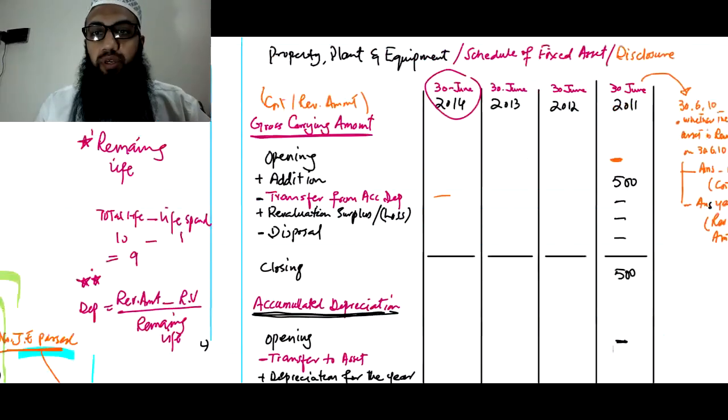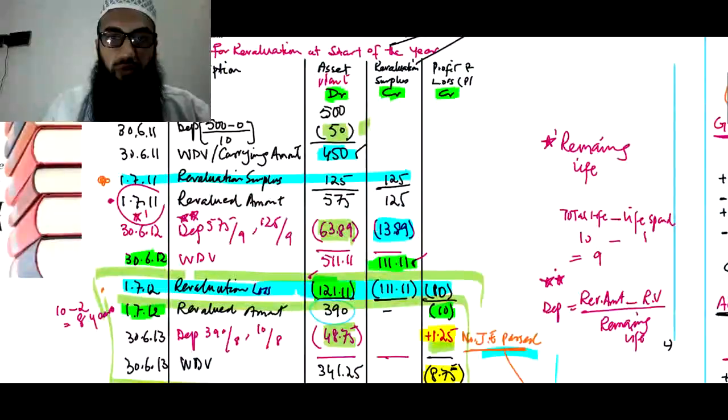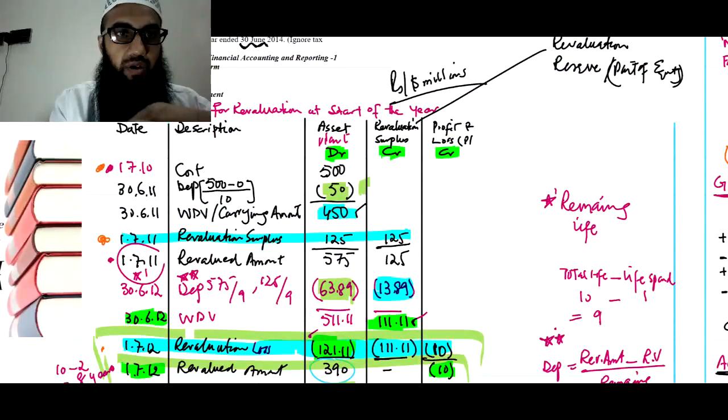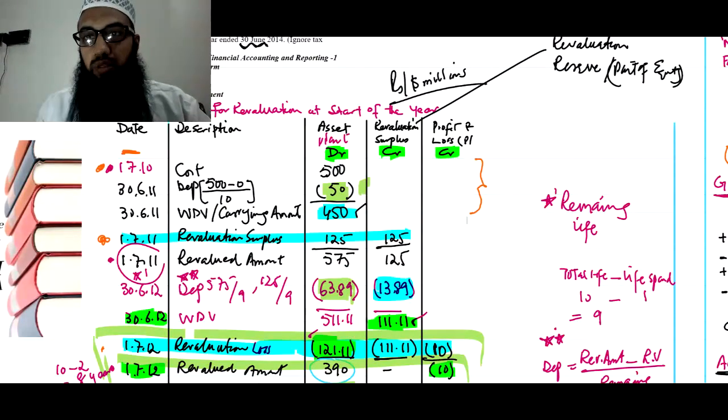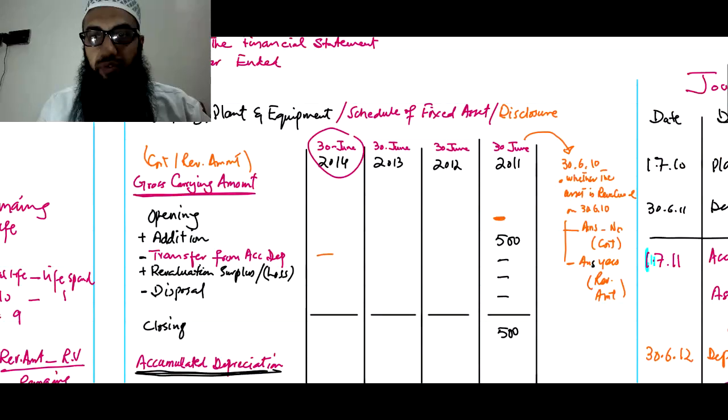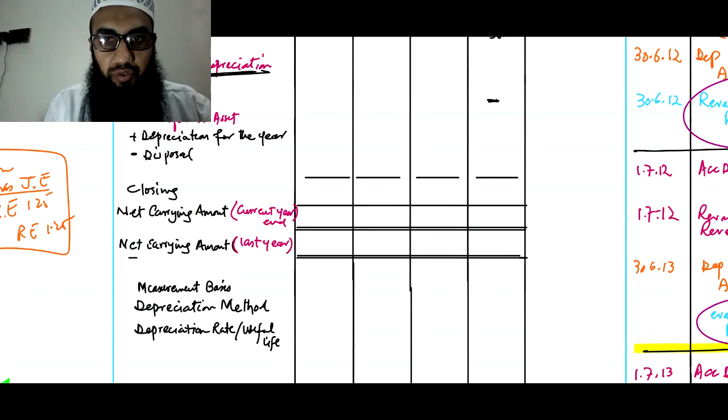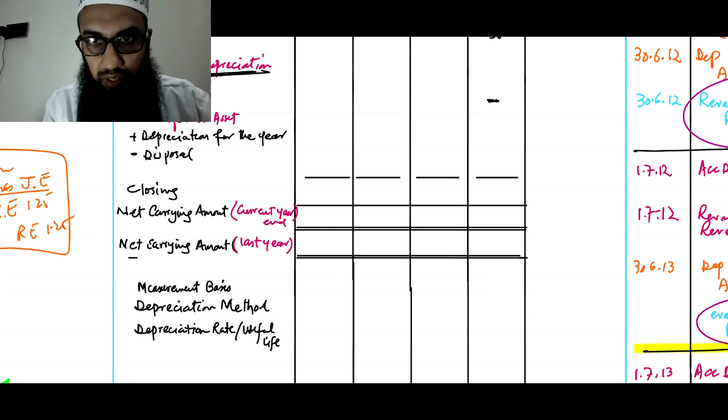We haven't made the working, but from this working, we can see our 1 year from 1st July, from 30th June 2010 to 30th June 2011. This is our relevant year. So only one depreciation is charged, which is of 50. We'll write it over here, depreciation for the year, no transfer, we'll discuss it later. Depreciation for the year is 50.